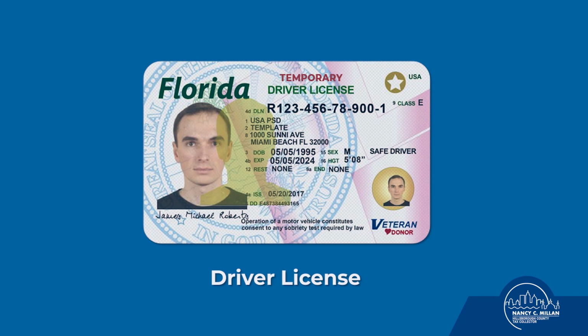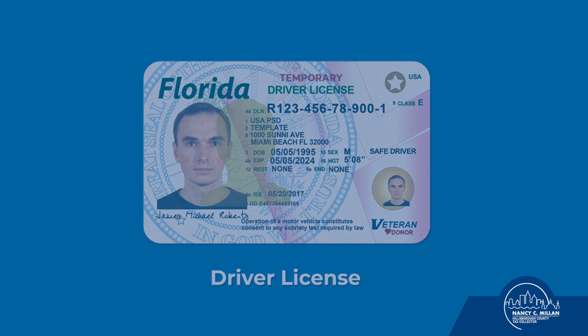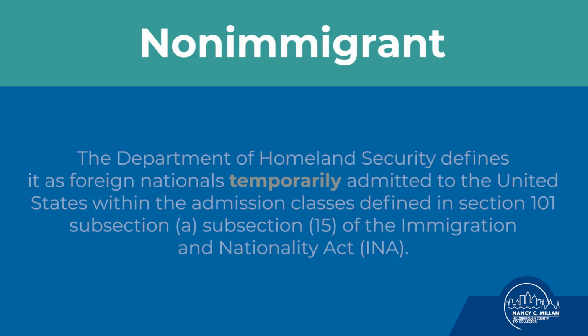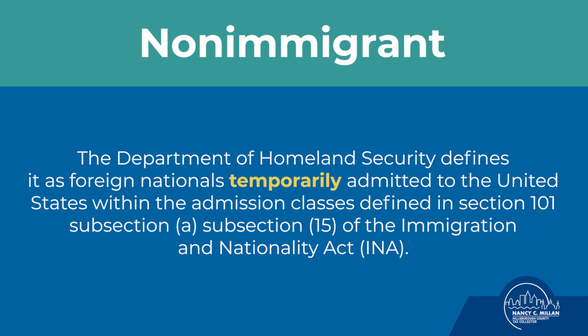In this video, we will explain how to obtain a driver's license for people classified as non-immigrants. People who have not yet adjusted their status to permanent resident are known as non-immigrants. The Department of Homeland Security defines it as foreign nationals temporarily admitted to the United States within the admission classes defined in Section 101, Subsection A, Subsection 15 of the Immigration and Nationality Act.